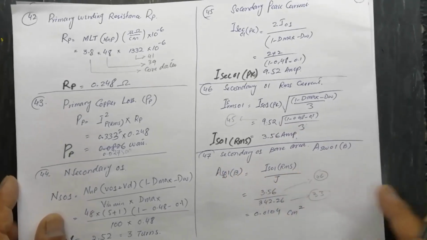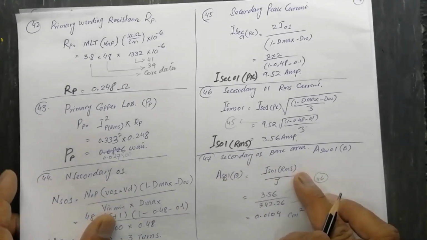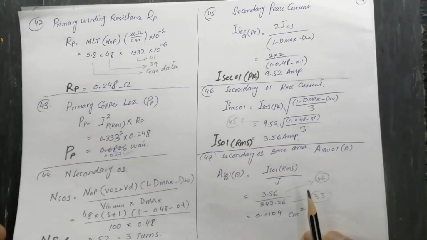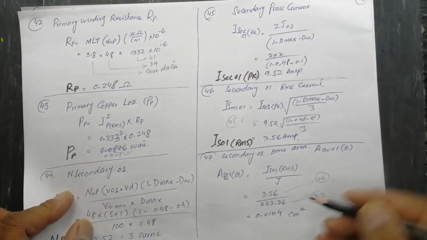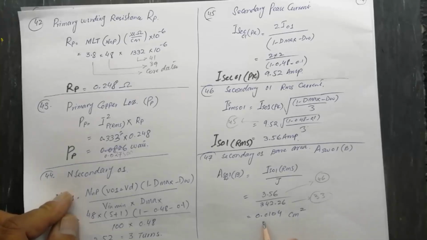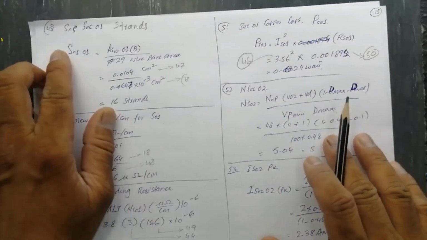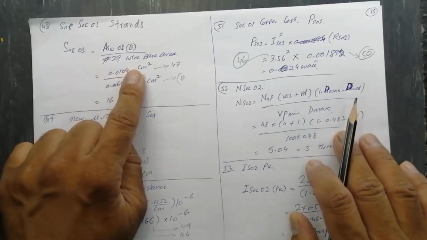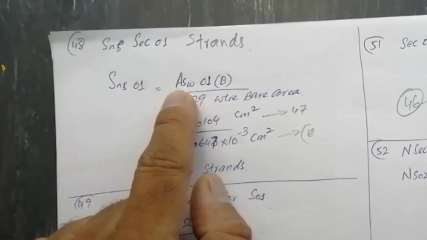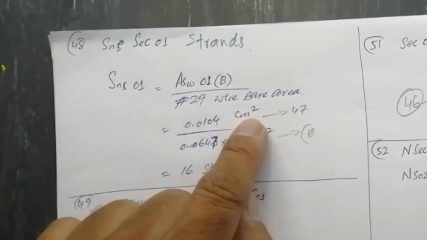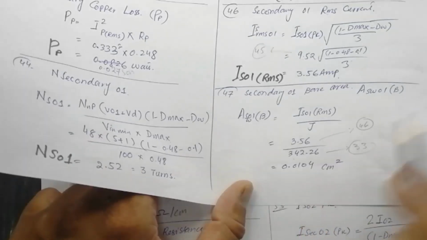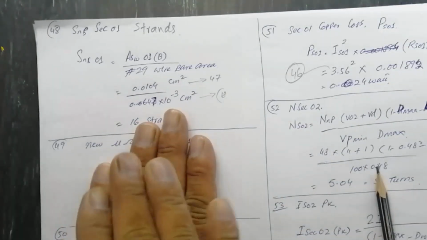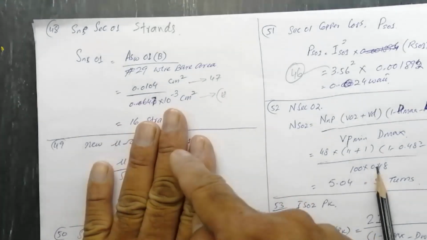Now we can calculate the secondary wire bare area, the same formula we used for primary in step number 34. So it is 0.0104 centimeter square, with 3.56 from step number 46 and current density from step number 33. Determine the number of strands. Why? We are using 29 gauge, so it cannot handle the full current, so we have to use a number of strands. Here is the total copper bare area ASW1, which we calculated in step number 47, 0.0104 centimeter square, divided by the 29 gauge wire bare area, so it is 16 strands. For 5 volt output and 2 ampere, we have to use 16 wires in parallel to make 3 turns.